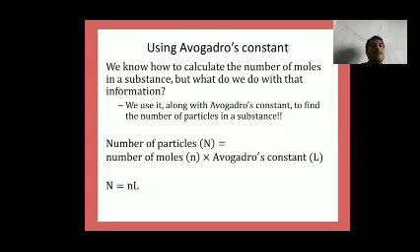We know how to calculate the number of moles in a substance. But what do we do with that information? We use it along with Avogadro constant to find the number of particles in a substance. Number of particles N is equal to number of moles into Avogadro number. Therefore, number of particles N is equal to number of moles into Avogadro constant, 6.02 into 10 to the power of 23 particles.